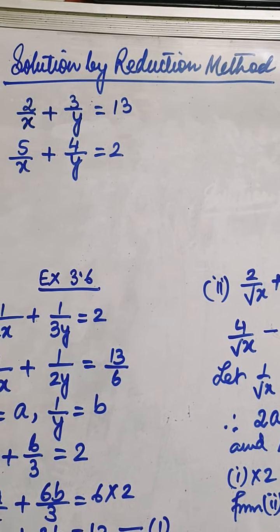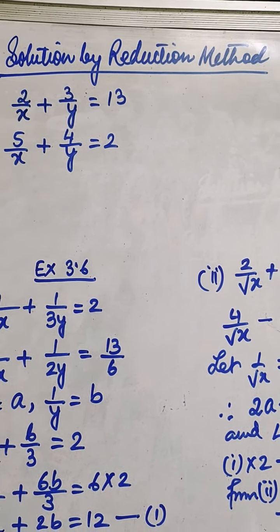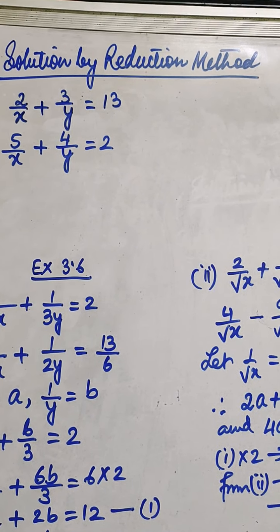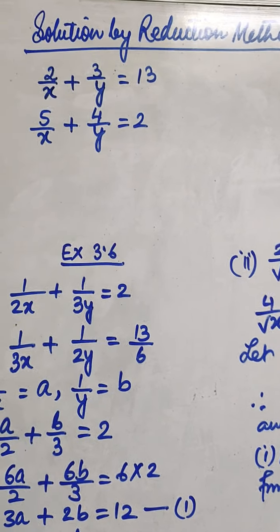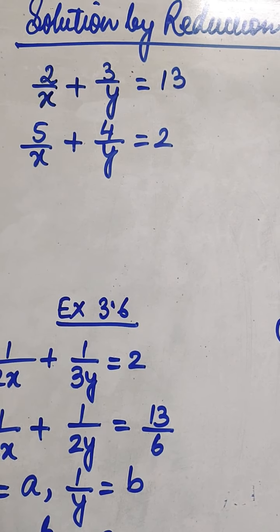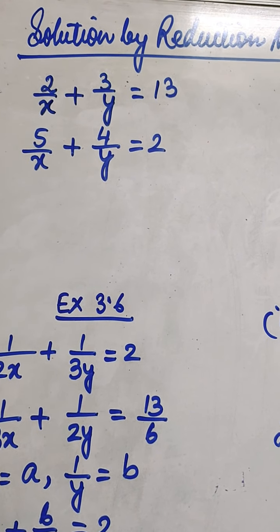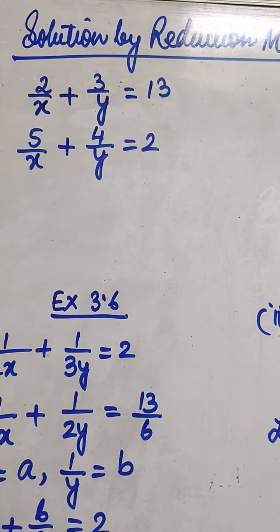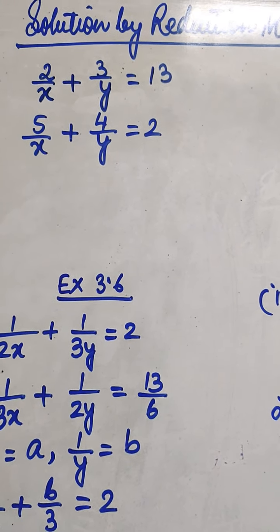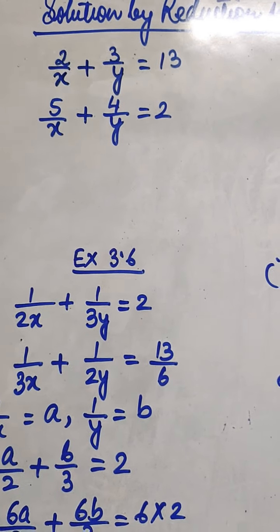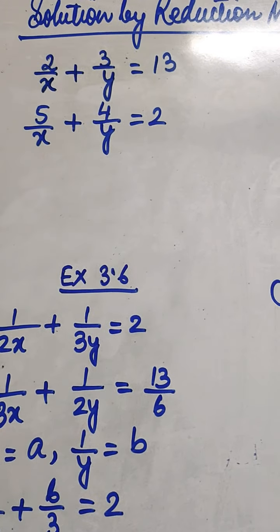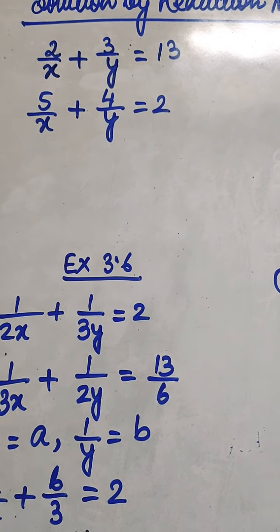Dear students, today I'll explain how to solve a pair of linear equations in two variables by the reduction method. Now you see here two equations have been written. These are not linear. So we have to know, when the equations are not linear, how to solve them by the reduction method. First we will reduce the equations into linear equations by suitable substitution.